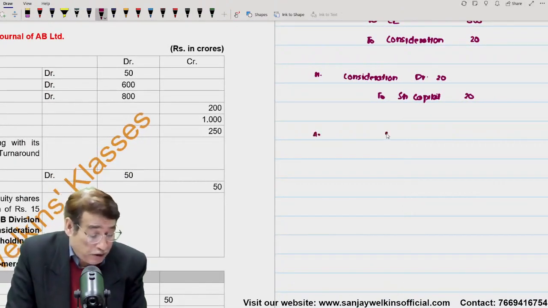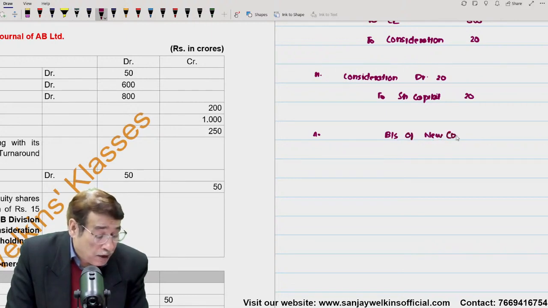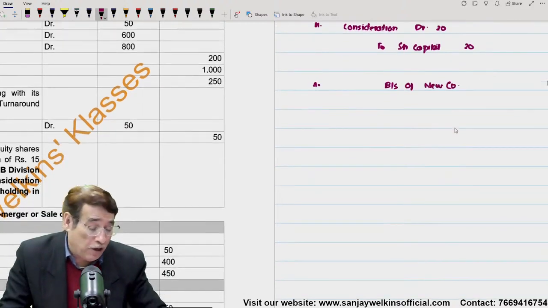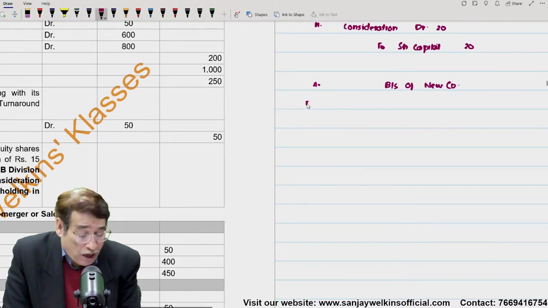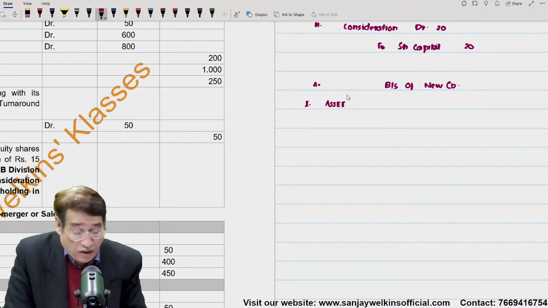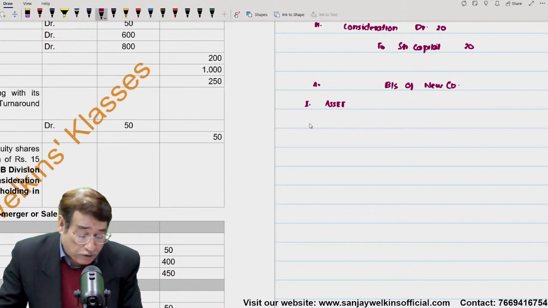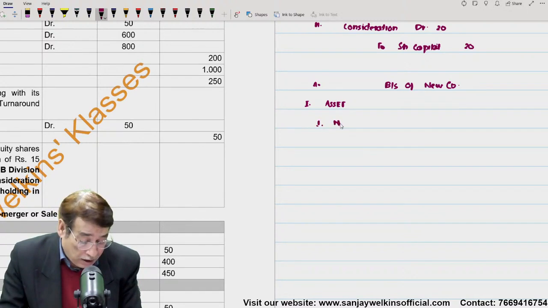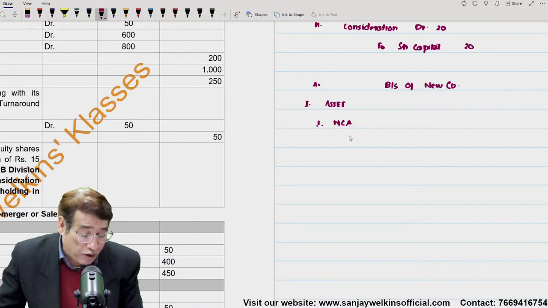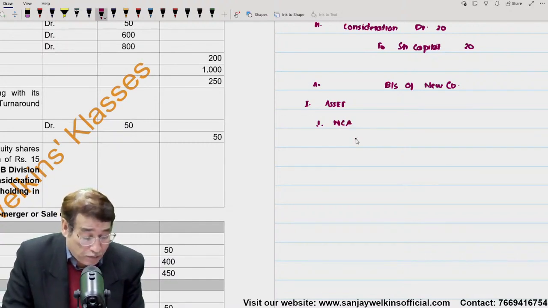Now you will have to prepare the balance sheet of the new entity. I told you earlier that when you are going to prepare the balance sheet of the new entity, all you have to do and focus upon is the entries which you have just written here. So when you prepare the balance sheet, first of all, you are going to write here non-current asset. Under the non-current asset, of course, only one item will appear, and that item will be property, plant and equipment.